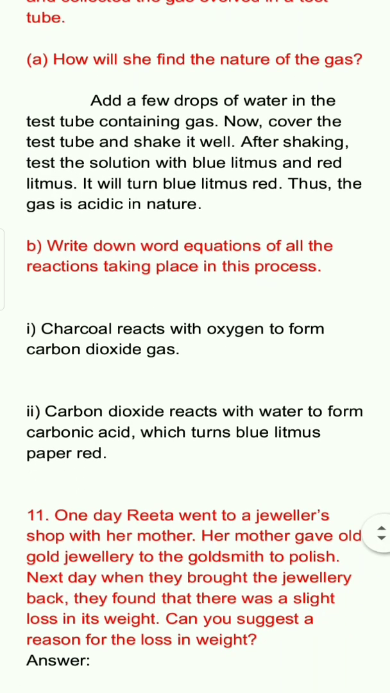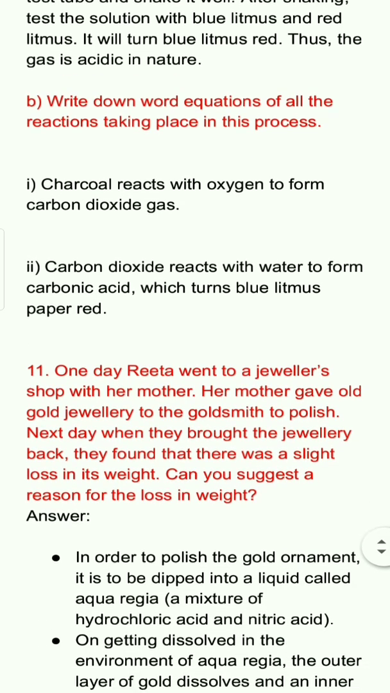B. Write down word equations of all the reactions taking place in this process. 1. Charcoal reacts with oxygen to form carbon dioxide gas. 2. Carbon dioxide reacts with water to form carbonic acid, which turns blue litmus red.